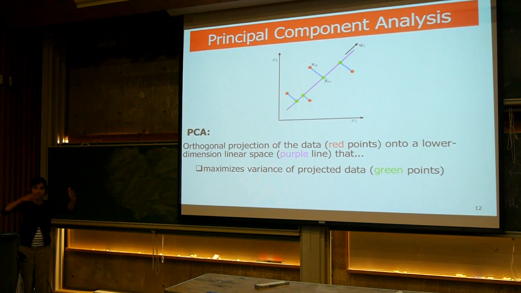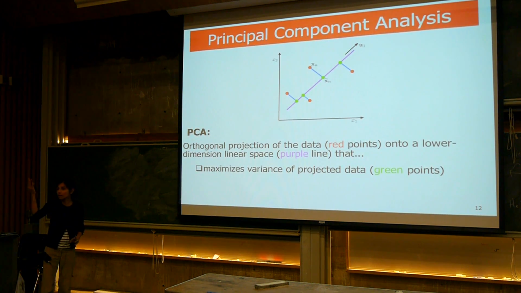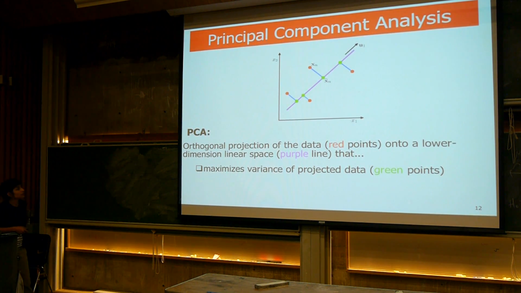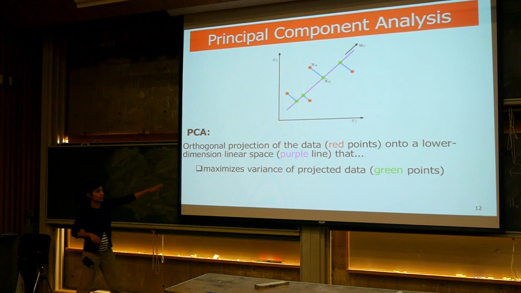But more generally, you could be in 3D trying to come up with a 2D space, or you could be in 10,000 dimensions trying to come up with a 100-dimensional subspace. You can extend this idea. But we're trying to find that one subspace of whatever lower dimension we specify, in this case a 1-dimensional subspace in 2D, that maximizes the variance of the projected data.